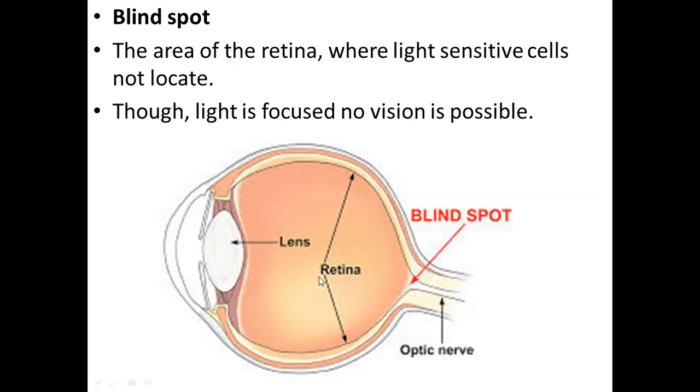An additional thing: here is the area of the retina where light-sensitive cells are not located. So even though light focuses here, no vision is possible. Even if the light focuses here, there is no vision, right?